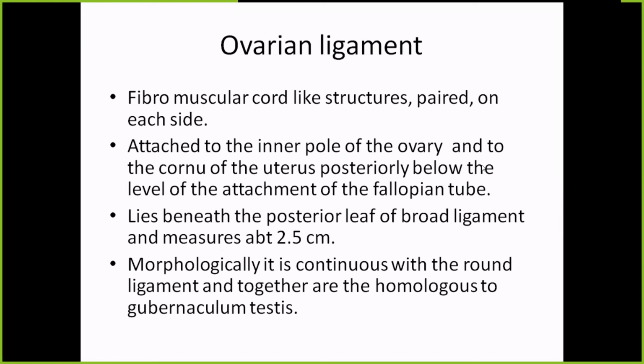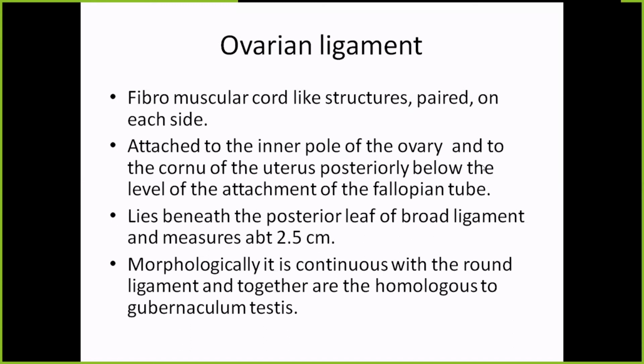Where does it start? It starts from the inner pole of the ovary and goes to the cornua of the uterus. And morphologically it is similar to the round ligament. And developmentally it corresponds to the gubernaculum of the testis.